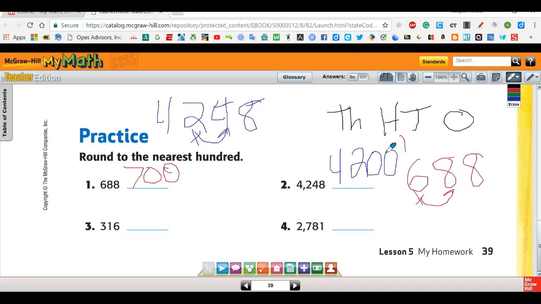Then it tells me to round 316. So 316. Okay. Again, what number's in the 100th place? The 3. Looking over to the right, what does the 1 say to do? So the 3 stays the same, and replace these 3 numbers with?